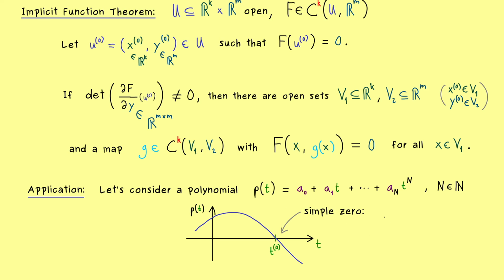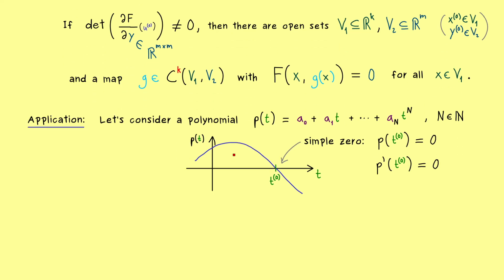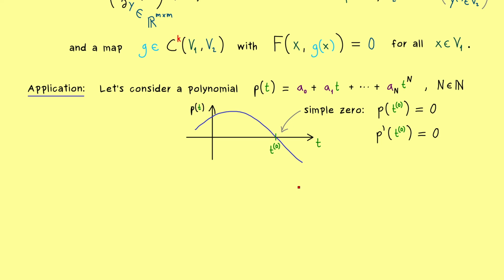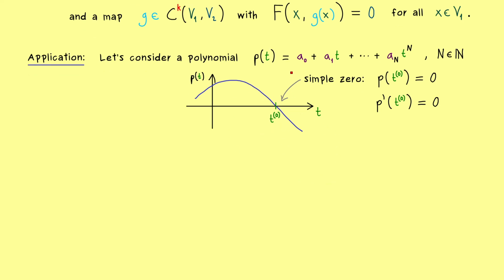This explicitly means that we have two conditions, namely first p(t0) is equal to 0, but for the second claim we want that the derivative p'(t0) is not 0. So this guarantees us that the graph here is really crossing the axis. And then we suppose that this zero is in some sense stable when we change the coefficients a little bit. In fact, this claim is exactly what we want to prove in this video.